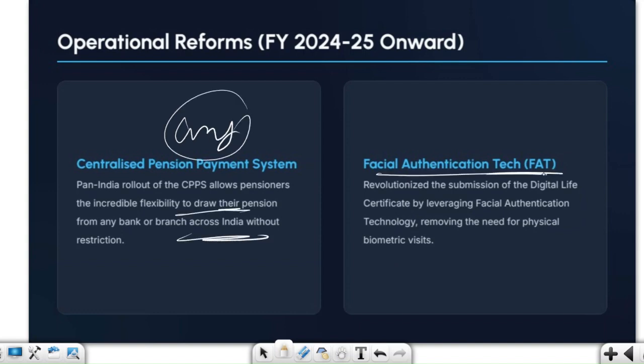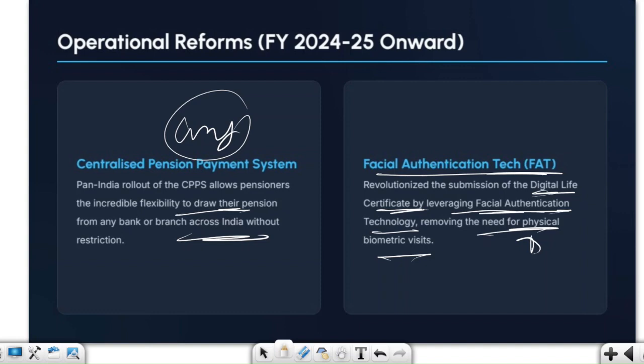Now facial authentication technology. So here we are talking about what? We are saying that fine, here under this particular system, suppose that Ramesh retires in Delhi. Now his pension arrangements are established, later he moves permanently to Bangalore, he can withdraw the amount from there. Then we are talking about here face authentication, where submission of the digital life certificate can be done by leveraging facial authentication technology, removing the need for physical biometric visits.